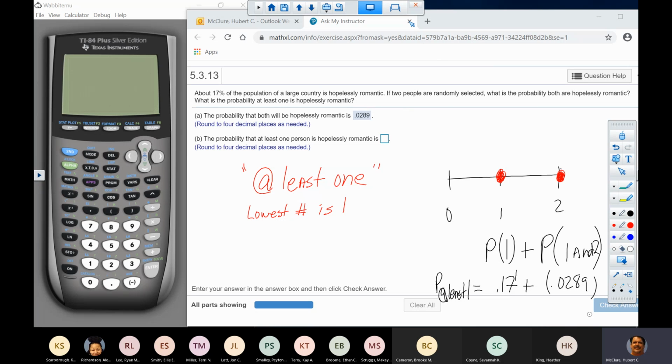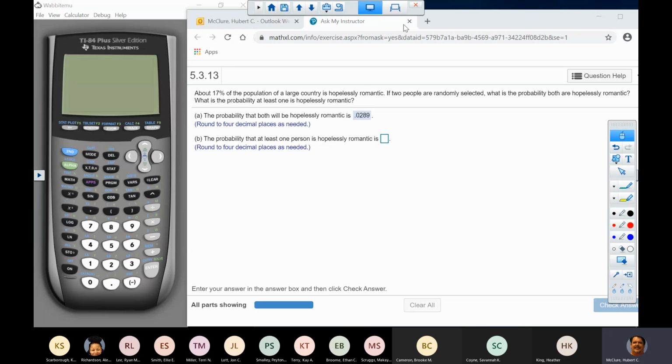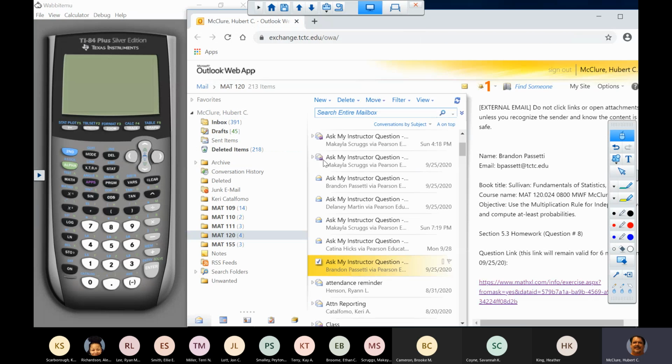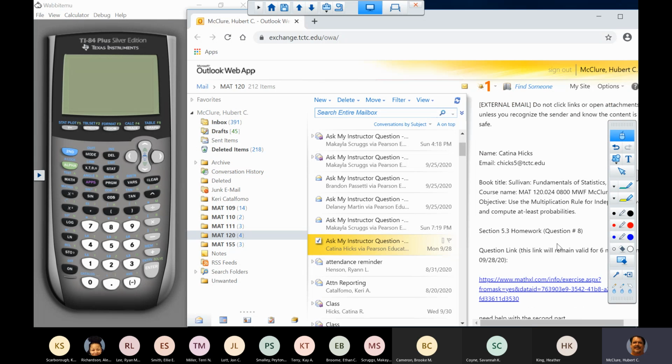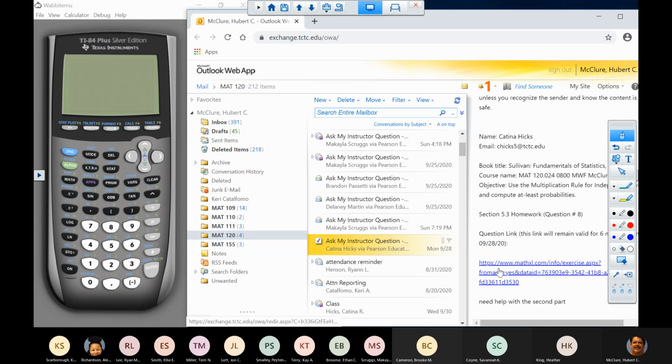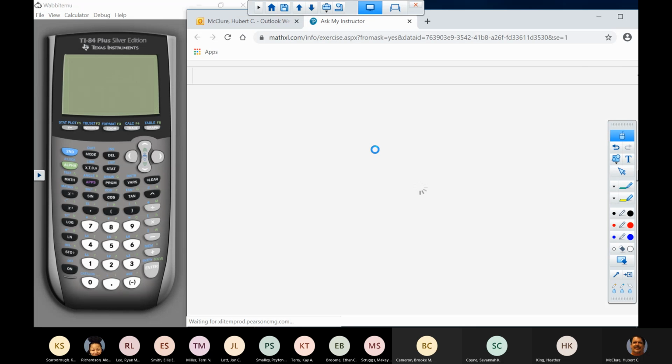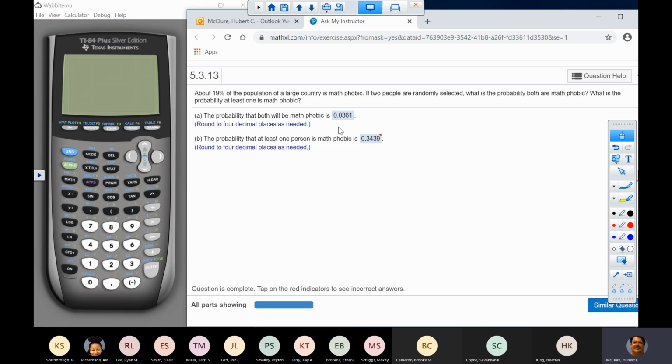All right, let me jump to another question. I've got a lot of questions. All right, next one. This is number 13, part 8. Okay, same question. So this one would be, let's do the first part. 0.19 raised to the what power? Good job. Both means 2.